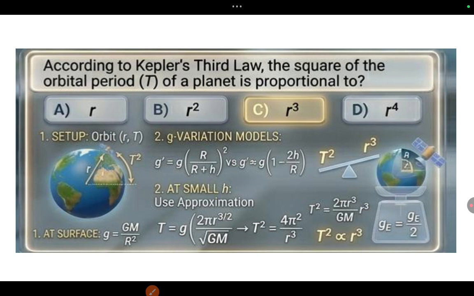According to Kepler's third law, the square of the orbital period T of a planet is proportional to. So that is according to Kepler's first law, second law, third law. Kepler's first law is about the elliptical orbit.